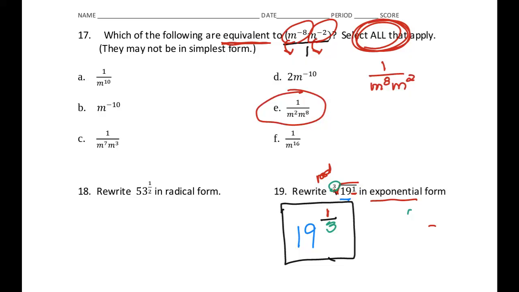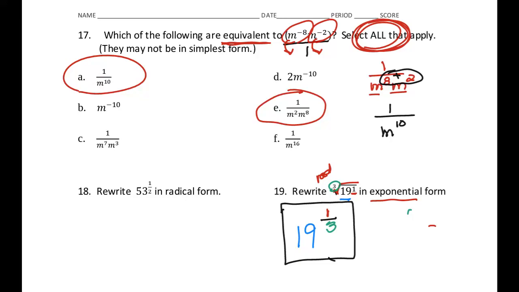A. Yes. Wait, let me think. Yes, because if I have 1 over m to the 8th times m to the 2nd, I have the same base. What do I do with those exponents? You add them. So that becomes 1 over m to the 10th, right? Okay, so that gives me A.